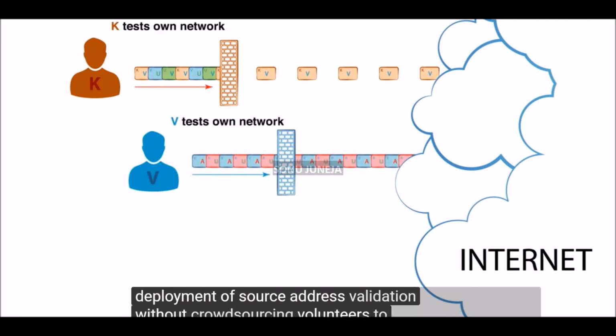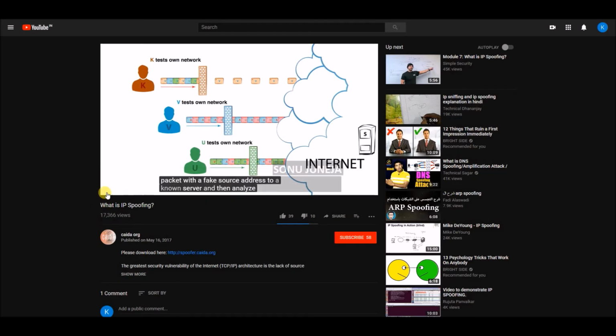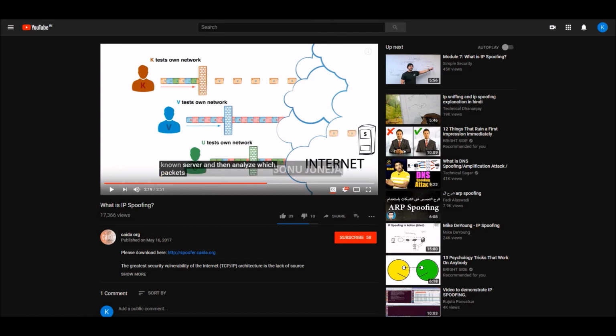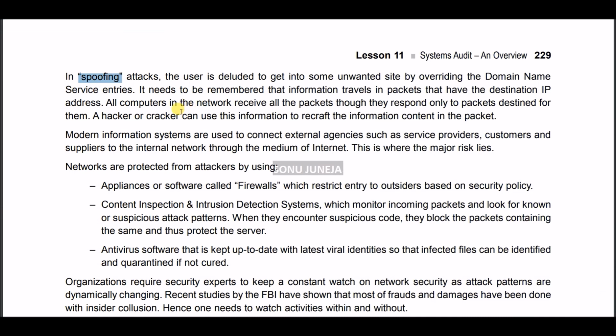Now you cannot just crowdsource volunteers to download a tool. So spoofing, all in all, attempts to send a packet with a fake source address to a known server and then analyze which packets were supposed to be done in such a way where, let's say, I want to transmit the data to you. Instead of being transferred to you, it's being transferred to someone else. But I would never get to know it, because the person who is pretending to be the person whom you are addressing the data to cannot get into the.